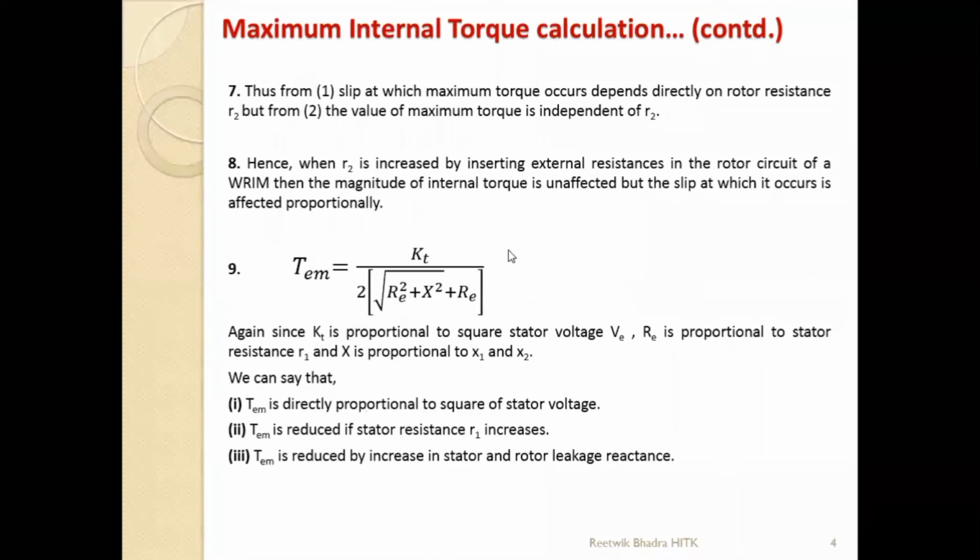So that's why I've written your first 7th point over here. From your equation number 1, which was SMT, slip at which maximum torque occurs directly depends upon your rotor resistance. So it changes linearly. But from 2, maximum torque is independent of your R2. So if you change your R2 by inserting external resistances, your SMT will change, but maximum torque remains constant. Now this occurs in which case? Only in case of your wound rotor induction motor.